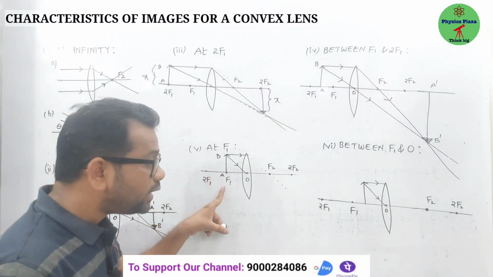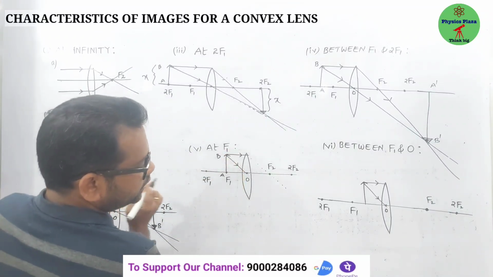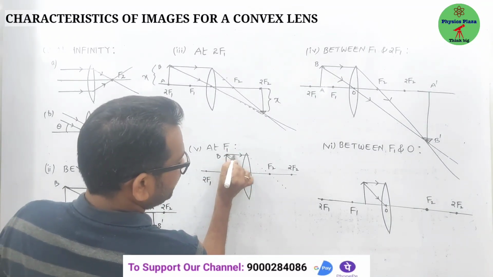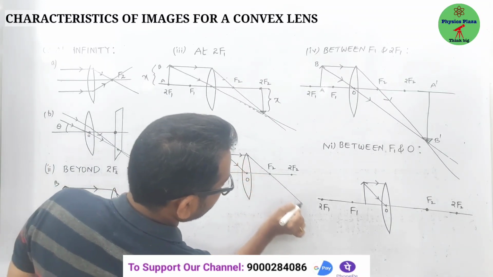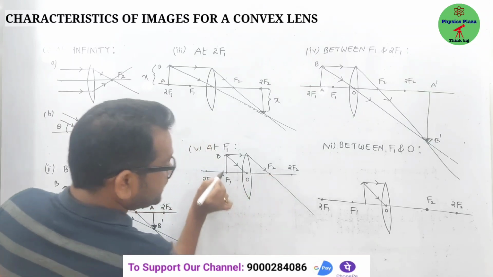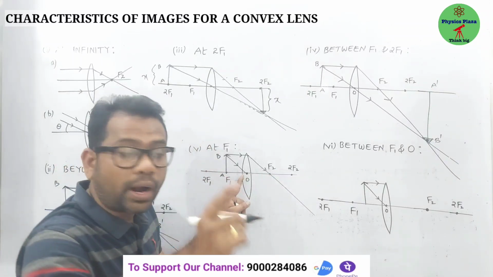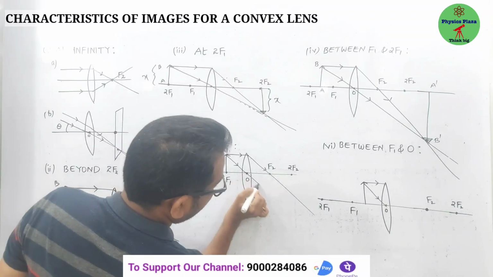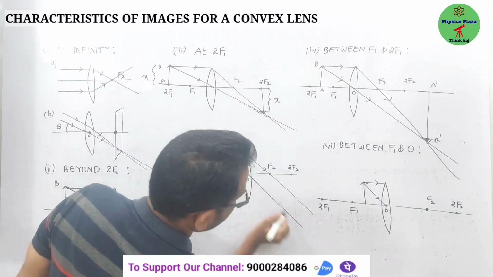Object is placed at F1, at focus. Look at the same light rays are considered. The first light ray, as it is coming parallel to the principal axis, after refraction, it must pass through the focus. And the second light ray, obviously, as it is passing through the optic center, it will go undeviated.